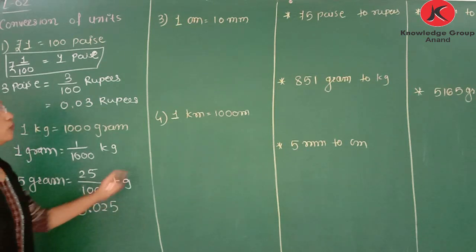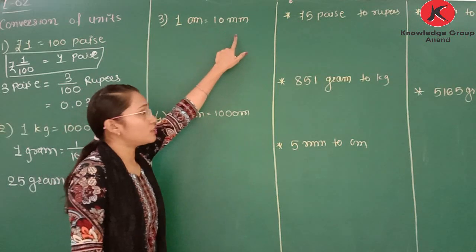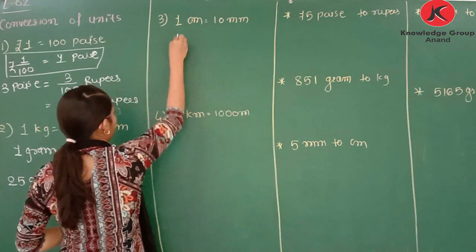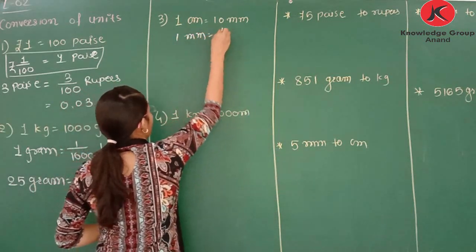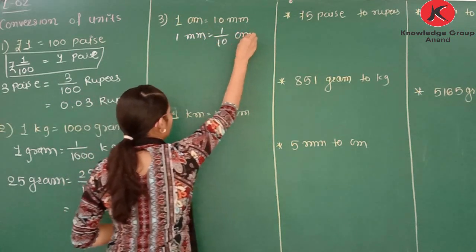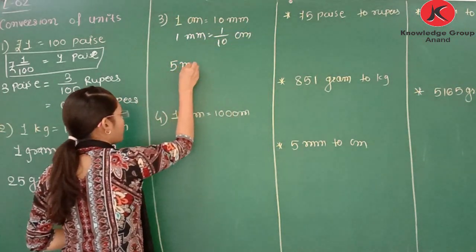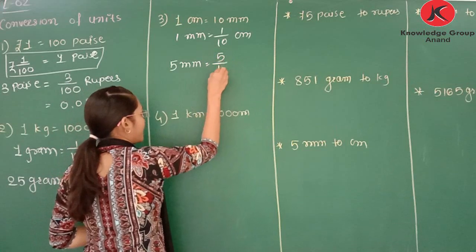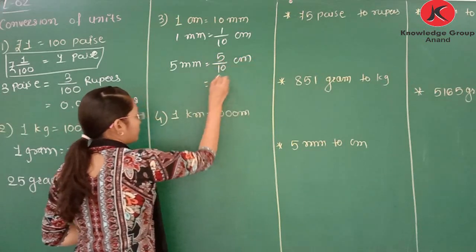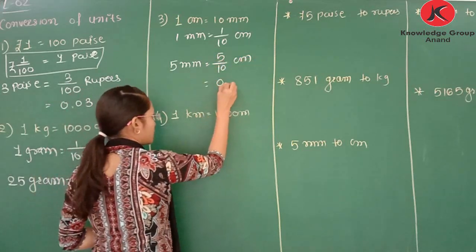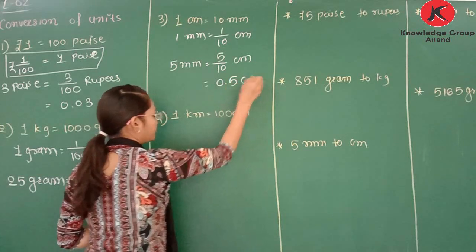Clear? Now 1 centimeter is equal to 10 mm. So 1 mm is equal to what? 1 by 10 centimeter. So if I give you 5 mm, it means 5 by 10 centimeter. Now dividing by 10 means 0.5 centimeter.